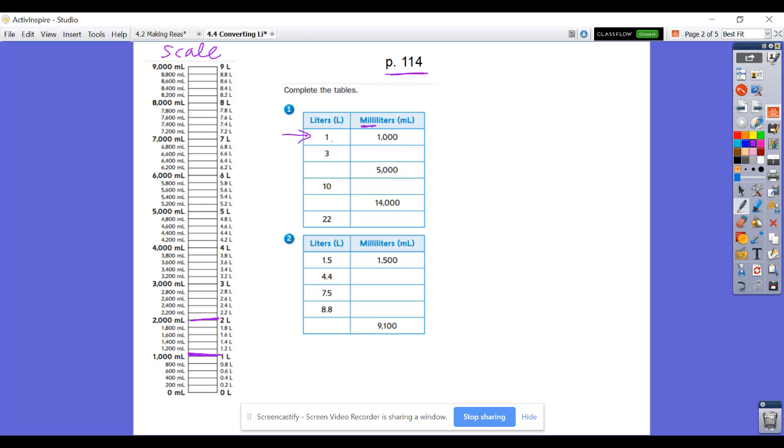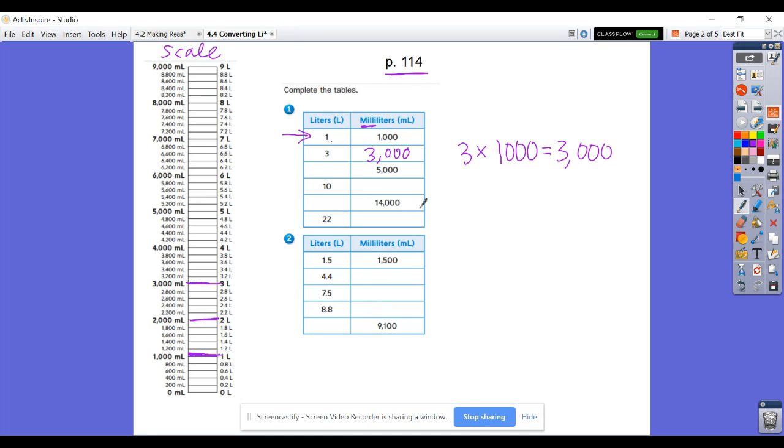Okay, now that we have that in our head, if I wanted to know how many milliliters were in 3 liters, well, I could look on my scale, 3 liters, and I notice that's 3,000 milliliters. Or you could also say, I need to do 3 liters times 1,000 milliliters in each, and that gives me my 3,000.